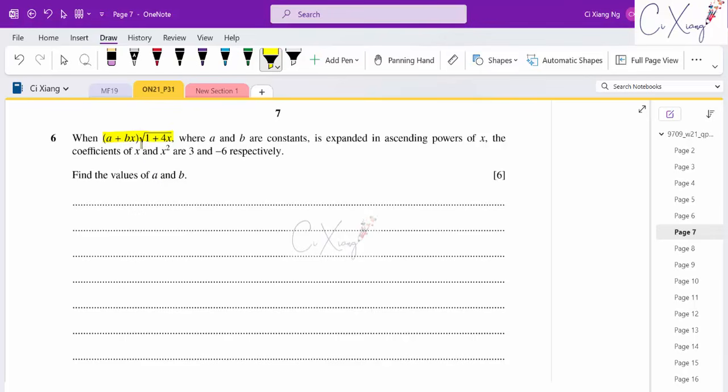Alright, so of course we have to expand this one, right? Okay, so to expand this one, basically we can change it become the bracket with power first. So a plus bx is with power 1. And then I'm having 1 plus 4x and then power half. Okay, alright, so a plus bx power 1, right? We cannot do anything because it is power 1, so we cannot expand it further. And then when we're having 1 plus 4x power half, okay, so this one you can expand it further by using the binomial expansion formula.